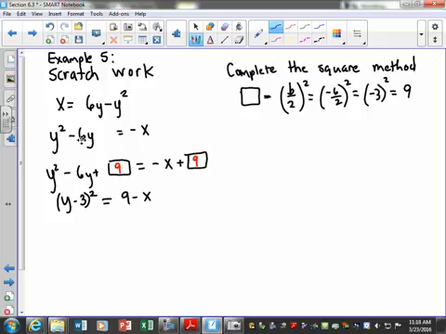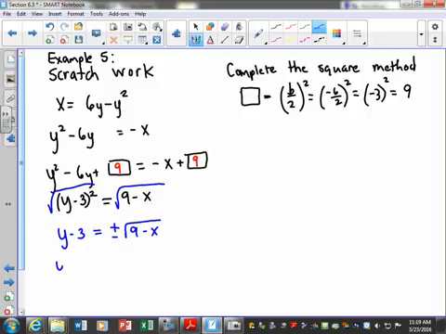Okay, I'm trying to solve for y. Let's keep in mind what we're doing. How would I get y by itself? What's the first thing I need to do? Very good. Take the square root of both sides. A square root undoes a square, so we get y minus 3 is equal to plus or minus the square root of 9 minus x. Still need to get y by itself, so what do we do? Add 3 to both sides, so we get 3 plus or minus the square root of 9 minus x.